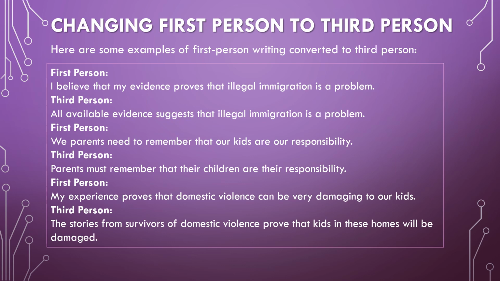First person: We parents need to remember that our kids are our responsibility. Here's the conversion to third person: Parents must remember that their children are their responsibility. First person: My experience proves that domestic violence can be very damaging to our kids. Converted to third person: The stories from survivors of domestic violence prove that kids in these homes will be damaged.